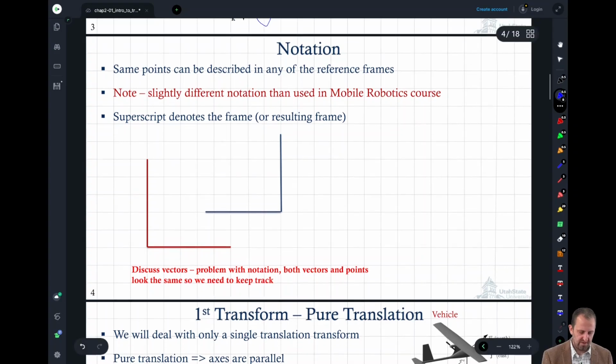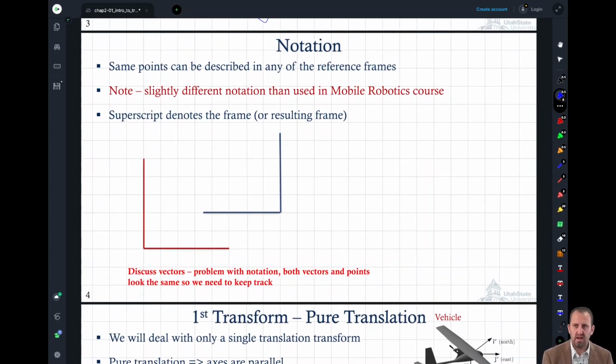So we have our notation that we're going to describe. So we can just write up a point here. I'm going to call it point P. And this point can be easily described. Well, actually, I'm going to move this over here to make it just a little bit easier. Because we've done a really nice rotation, it's really easy to describe this point in either one of these frames.